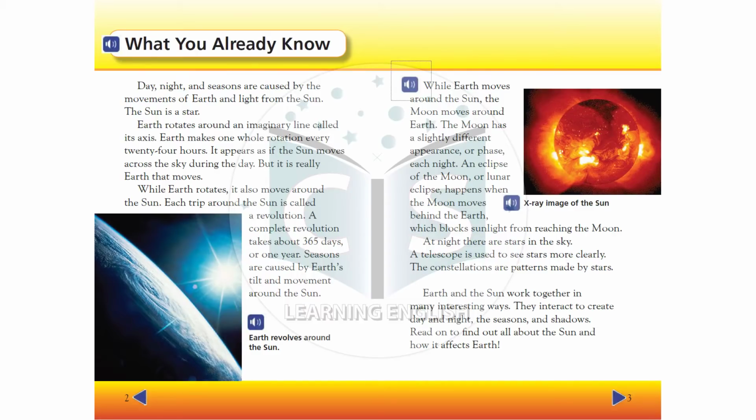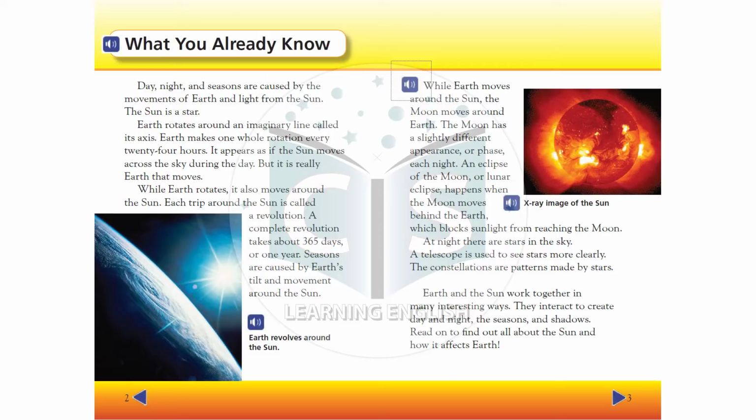While Earth moves around the Sun, the Moon moves around Earth. The Moon has a slightly different appearance or phase each night. An eclipse of the Moon, or lunar eclipse, happens when the Moon moves behind the Earth, which blocks sunlight from reaching the Moon.